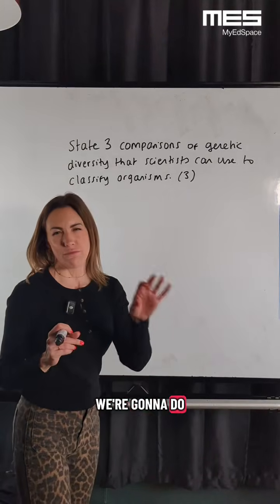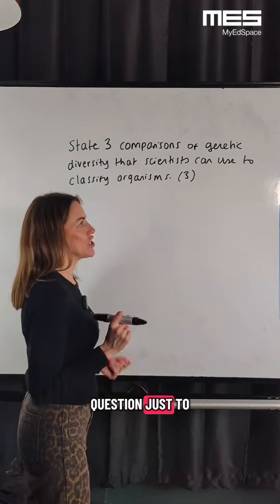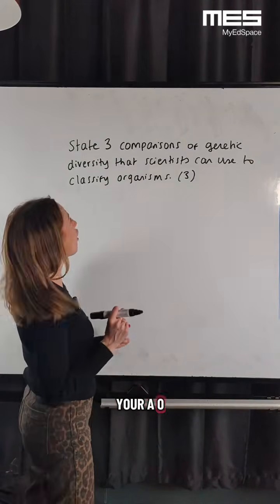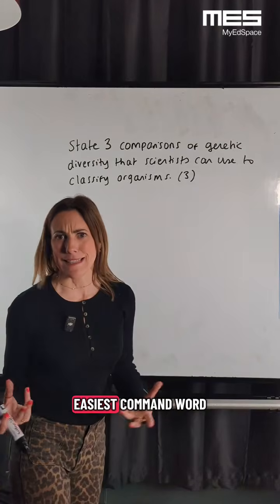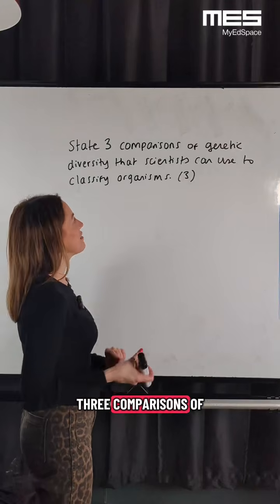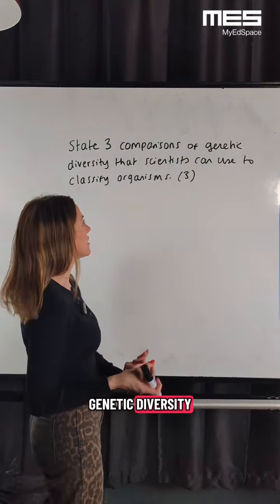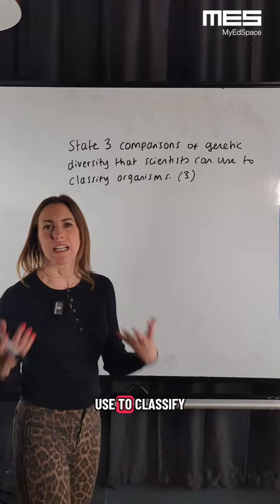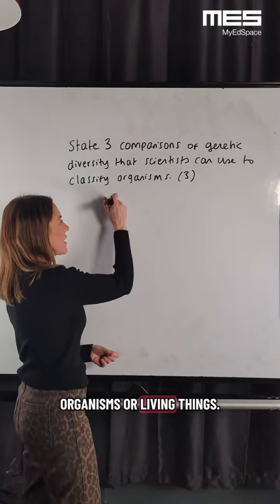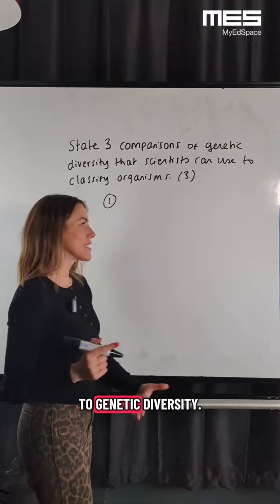In the meantime, we're going to do a really quick question just to check your recall, your AO1. Can we state, easiest command word ever, 3 comparisons of genetic diversity that scientists can use to classify organisms or living things? So it has to be linked to genetic diversity.